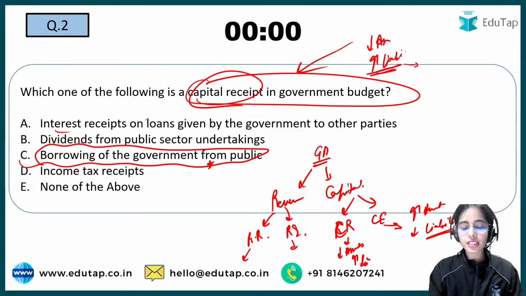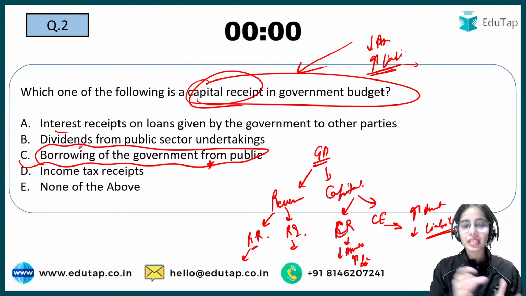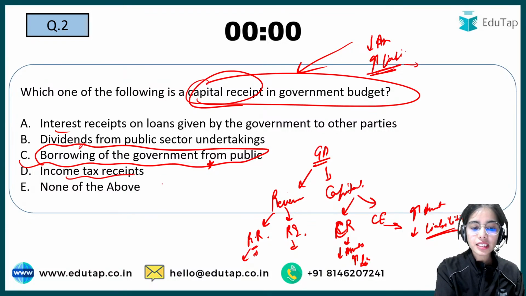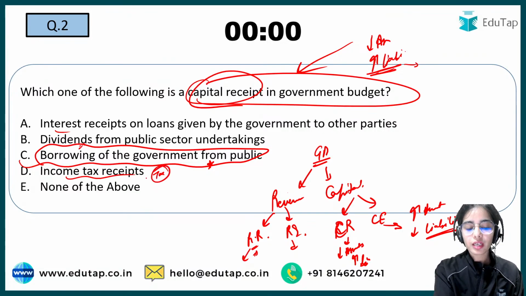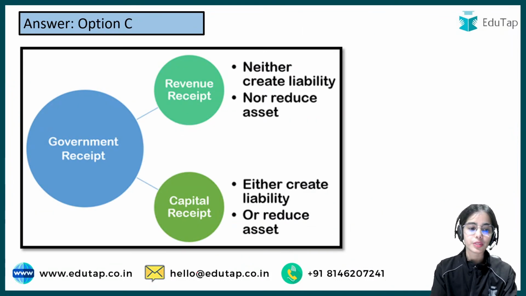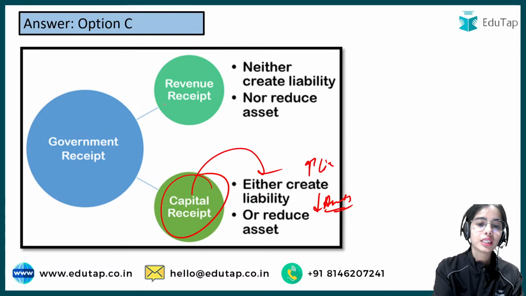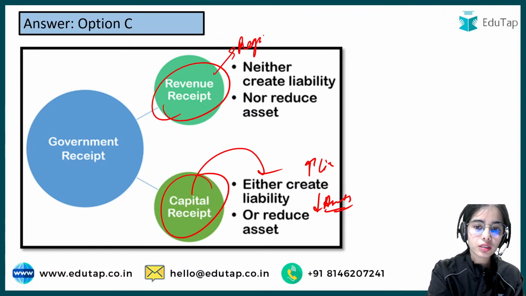The interest receipts are regular in nature. That's why they come under the revenue receipts. Dividends, that is a part of the profit from the public sector undertakings, also come under the revenue receipts. The income tax receipts, that is the tax, also is regular in nature. That's why they come under the revenue receipts. So capital receipts are the ones that are creating the liability or reducing the assets. The revenue receipts are regular in nature.